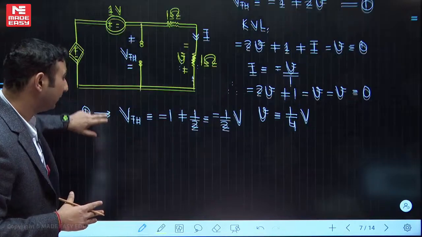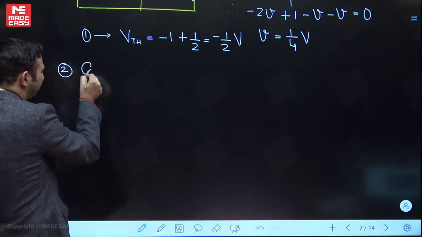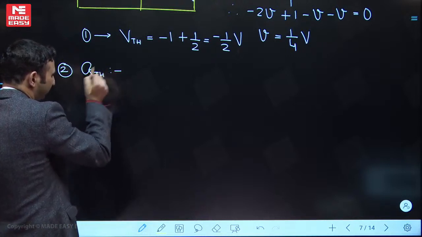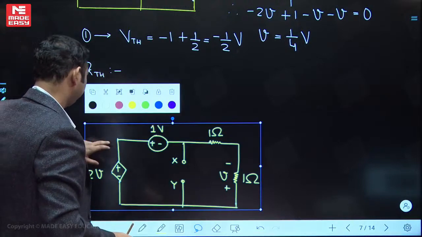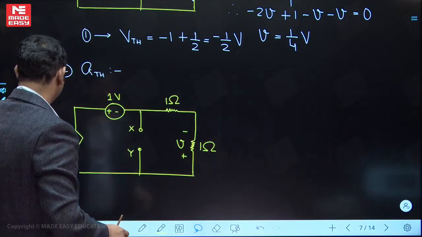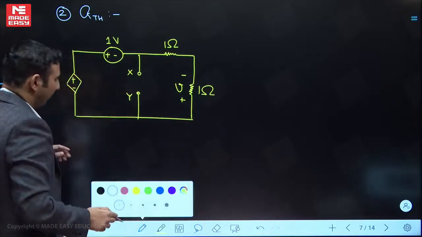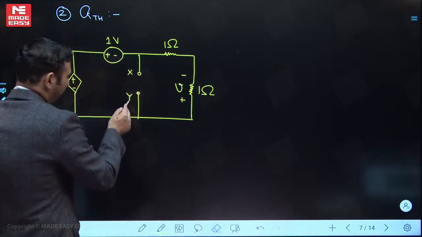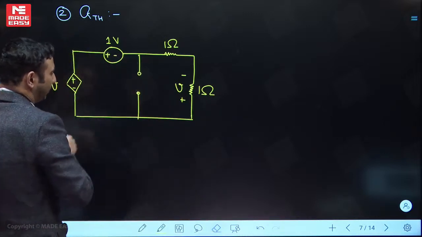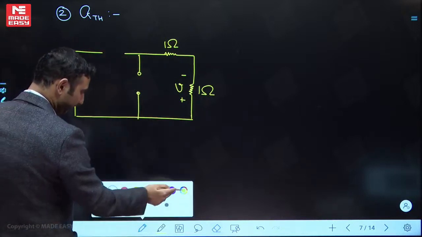Now, let's go for the Thevenin resistance. That's the important point I want you to see over here. Okay, so let me paste the circuit over here. See very carefully this part. Now, you want to calculate RTH, what are you going to do? You're going to deactivate all the independent sources. So this is going to get replaced by a short circuit.